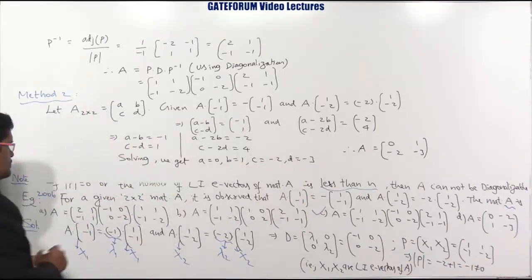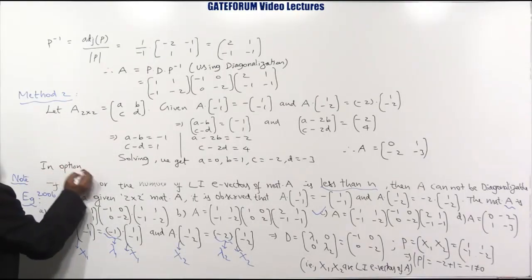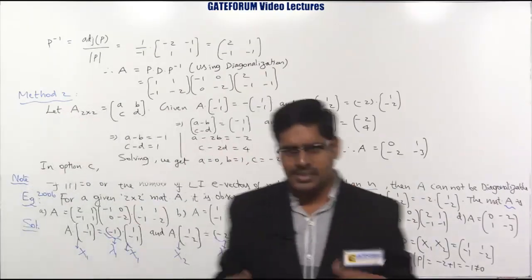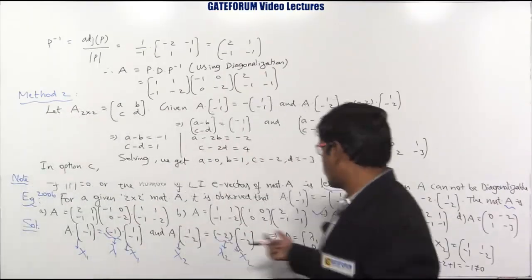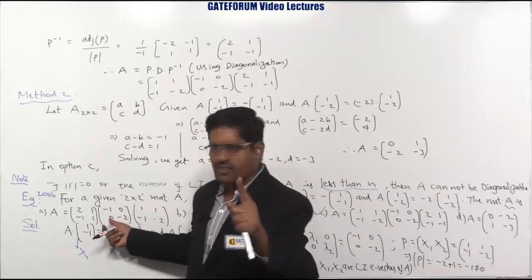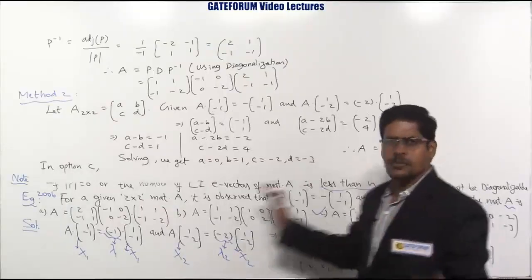Okay. Now, in option C, so you can have a doubt. Why are you starting with option C? Because I know the answer by method 1. That's why I went directly to option C. Or you can find the product of these three matrices. The final matrix obtained is the same as this. That option is the answer.